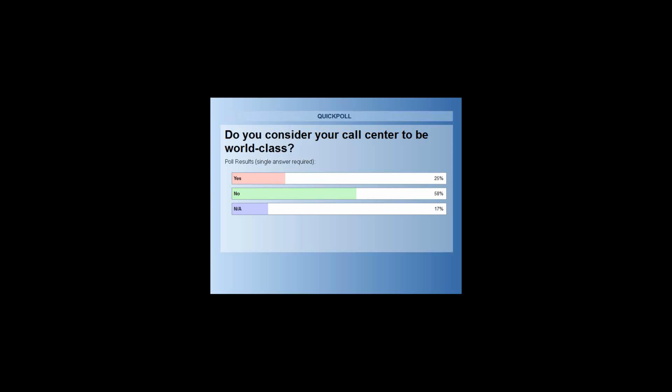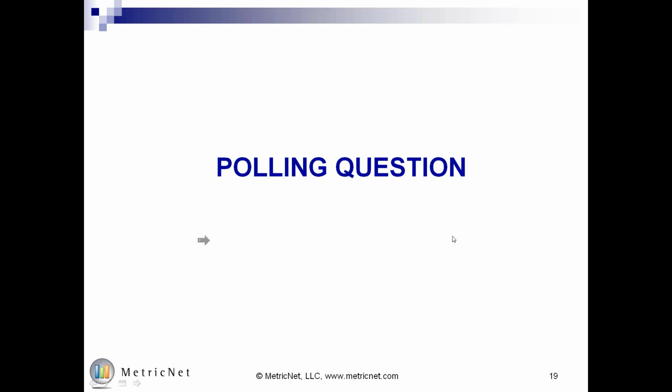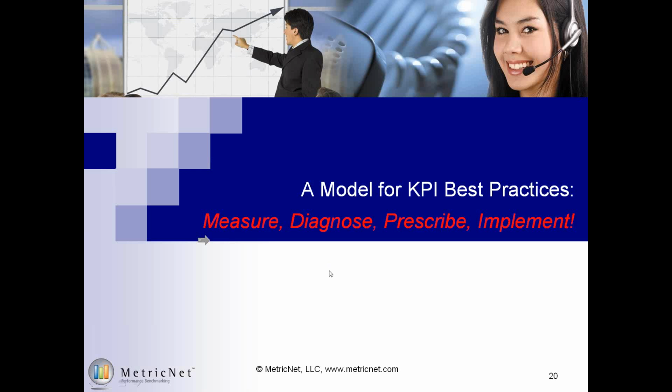Hopefully by the time we're through with this webcast, you will have some pretty good insight into how you can use key performance indicators to help make that transition from your current state, if you're one of the 58% who have said no, to what you would consider to be, or what we would define as being a world-class call center. So let's move on in our best practices discussion, and we're going to get into our model for key performance indicator best practices at this point.